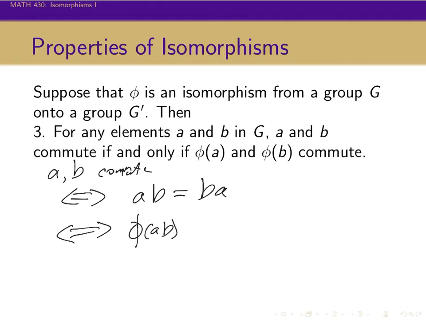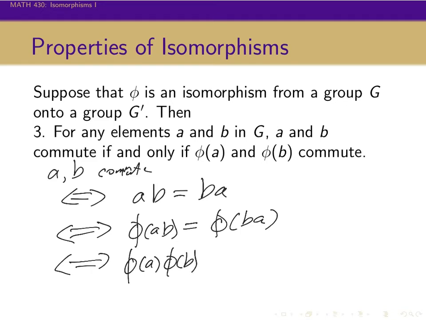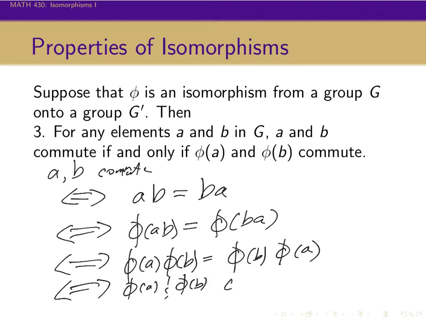phi of AB is equal to phi of BA, and phi of AB, using our rule for compositions, is going to equal phi of B times phi of A. And so this means phi of A and phi of B commute. And all of these implications work both ways. So this is a case where we can do if and only if in one step.